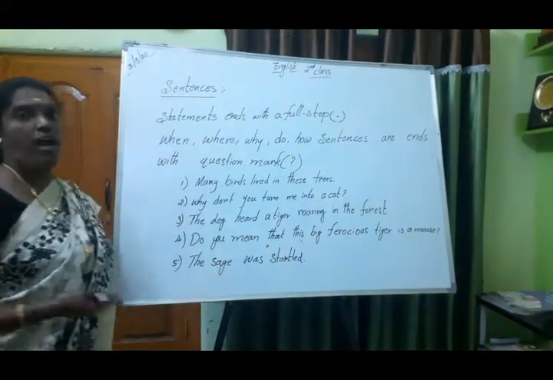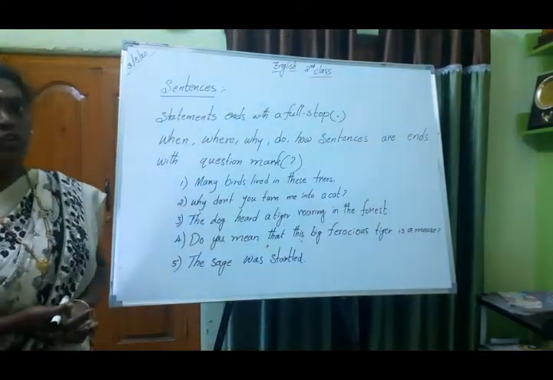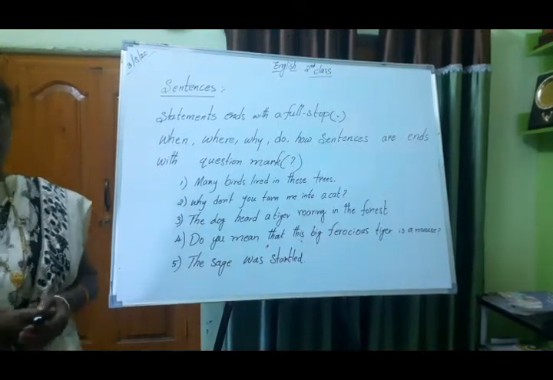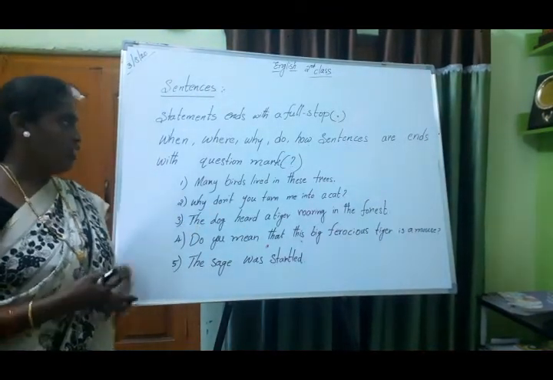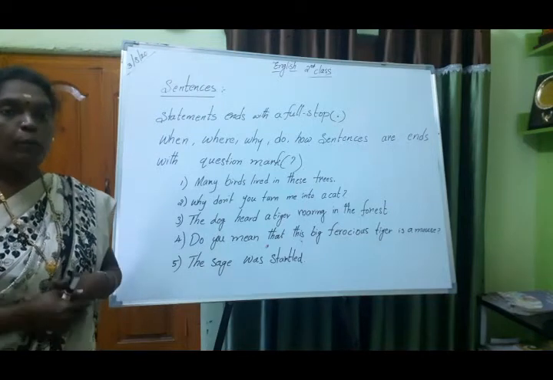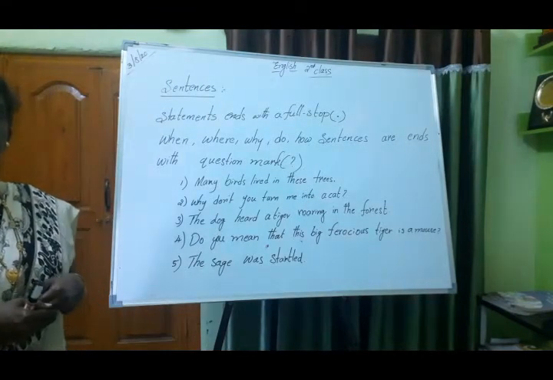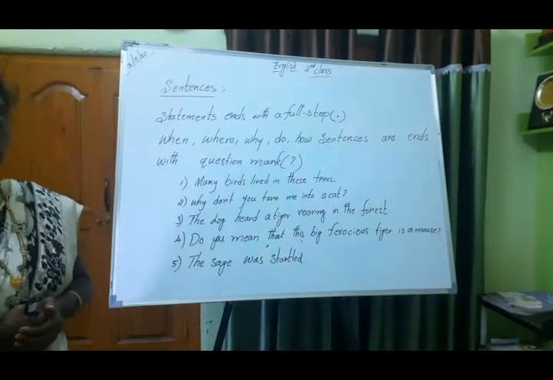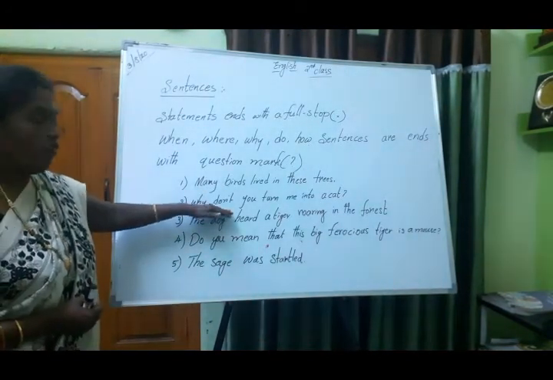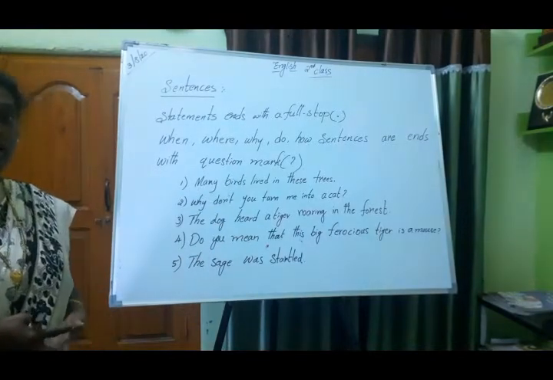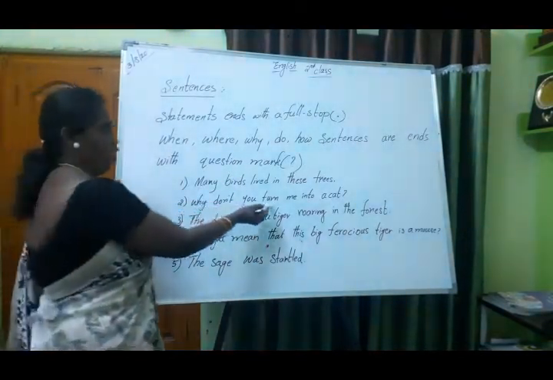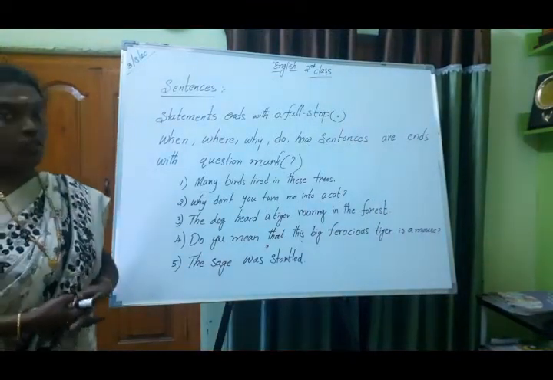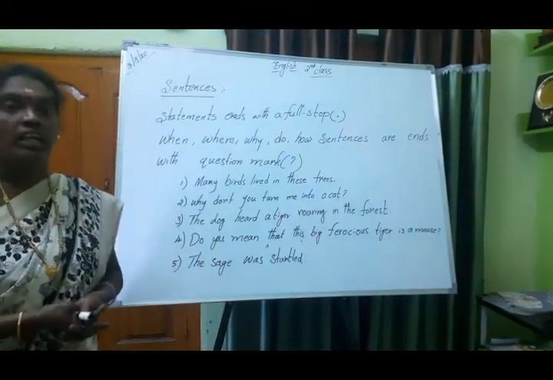Why don't you turn me into a cat? The mouse is asking the sage in the story. Why don't you turn me into a cat? The mouse asks doubtfully, like that. Why don't you turn me into a cat? Like that he is asking the sage.